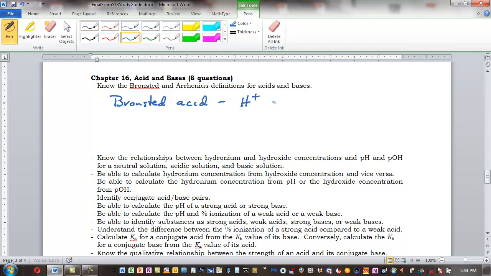Hydrogen ion donor. Okay. We also call those proton donors because the main isotope of hydrogen, when it loses its 1 electron, all it has left is a proton. But I like to say hydrogen ion because that's how we're going to represent it in the reaction. Bronsted base. Hydrogen ion acceptor. H plus acceptor.